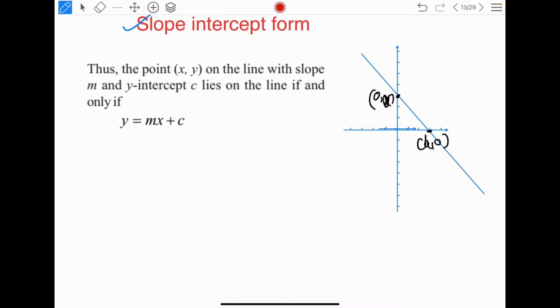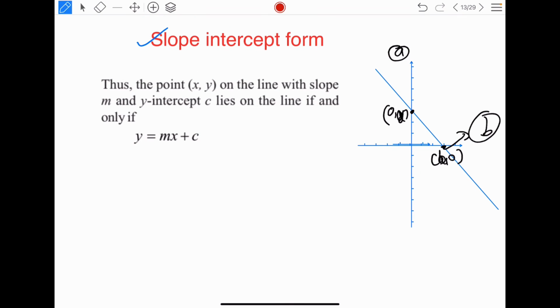So we'll write it as b. This point a on the y-axis where the line cuts the y-axis, and this point b on the x-axis where the line cuts the x-axis, are your intercepts. So what are intercepts? Intercepts simply are the points where the line cuts or touches the x and y-axis respectively. The point in which the line cuts the x-axis is the x-intercept. The point in which the line cuts the y-axis is the y-intercept. Simply.